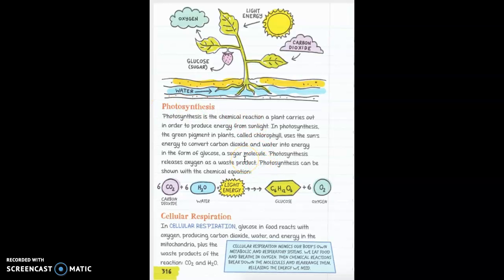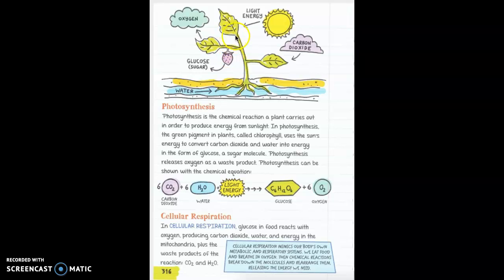Now, this is a review from the beginning of the year because we did cover this. So you take the carbon dioxide and the water with the light energy and you create the glucose, C6H12O6, and the O2, the oxygen.